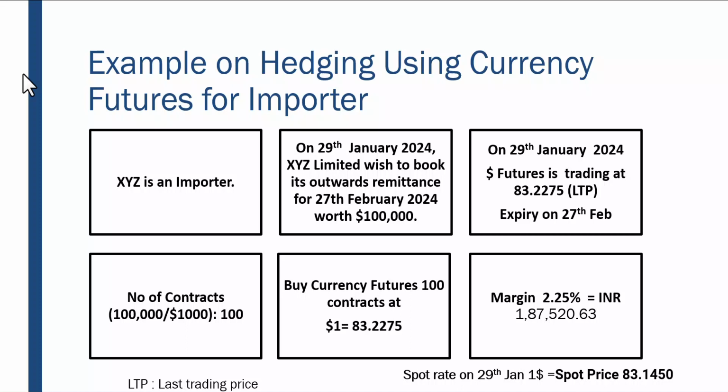So dollar is trading at what? 83.2275, whereas the spot price is 83.1450. So he knows that the price is not like 85 or 86, so he can buy it. When he buys it, he's at peace. He has hedged his position.